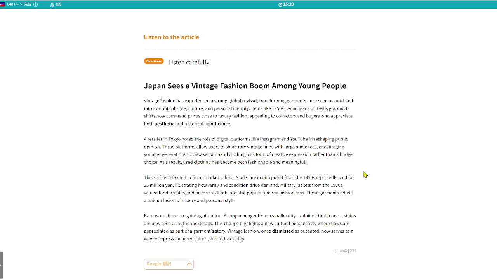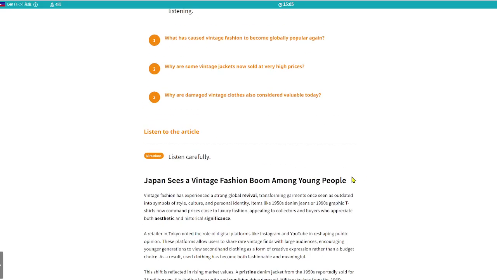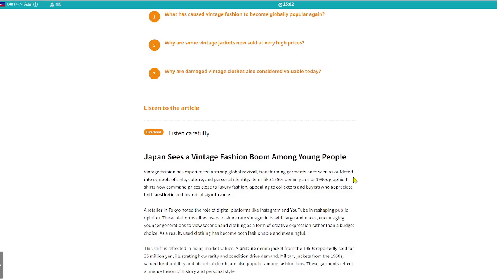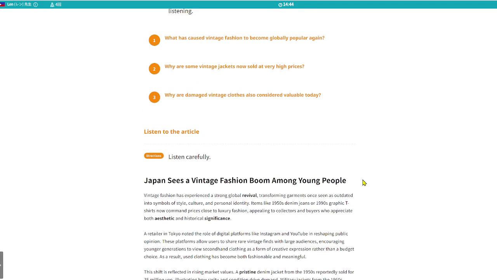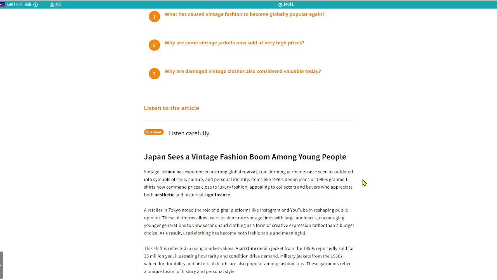Japan sees a vintage fashion boom among young people. Vintage fashion has experienced a strong global revival, transforming garments once seen as outdated into symbols of style, culture, and personal identity. Items like 1950s denim jeans or 1990s graphic t-shirts now command prices close to luxury fashion, appealing to collectors and buyers who appreciate both aesthetic and historical significance. A retailer in Tokyo noted the role of digital platforms like Instagram and YouTube in reshaping public opinion. These platforms allow users to share rare vintage finds with large audiences, encouraging younger generations to view secondhand clothing as a form of creative expression rather than a budget choice. As a result, used clothing has become both fashionable and meaningful.